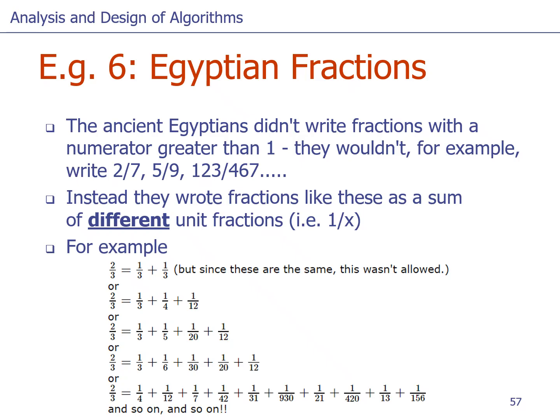But the point is, they set some rules. The rule that they applied is that the first one is not allowed. You cannot repeat a unit fraction. So you cannot tell me that 2/3 is 1/3 plus 1/3. For some reason, they disallowed that. So the proper way in their system to write 2/3 was either 1/3 plus 1/4 plus 1/12, or 1/3 plus 1/5 plus 1/20 plus 1/12, and so on. Any one of those you could see in their documents.